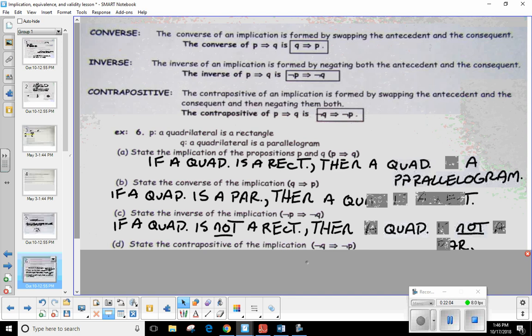So we've got the implication, the converse, and the inverse. Here are my two propositions. P is the antecedent, Q is the consequent. So we're using these guys right here. Let's see if I still have the highlighter. Yes. So I'm looking for the contrapositive. Not Q implies not P.